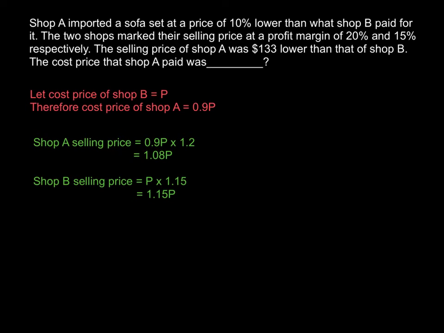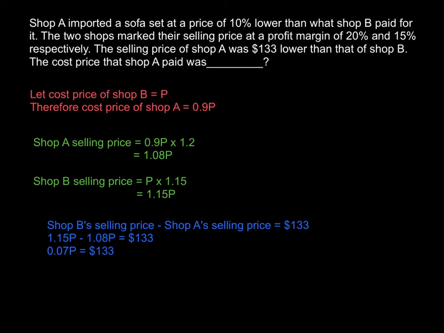Shop B's selling price is P multiplied by their 15% profit, or 1.15. Therefore, their selling price is 1.15 multiplied by P. Now we know from the question that Shop B's selling price take away Shop A's selling price equals $133. Therefore, if I now substitute in my values of 1.15P take away 1.08P, I've got $133. This leaves me with 0.07P equaling $133.